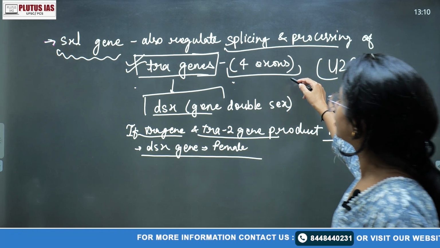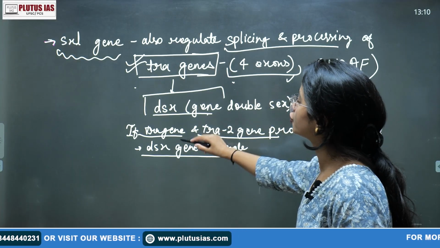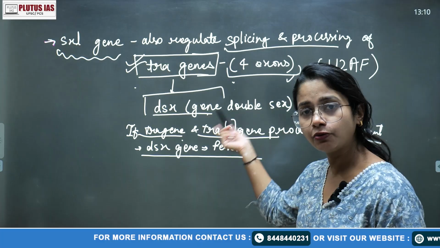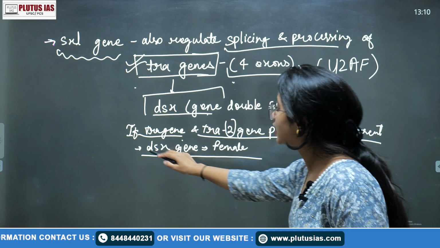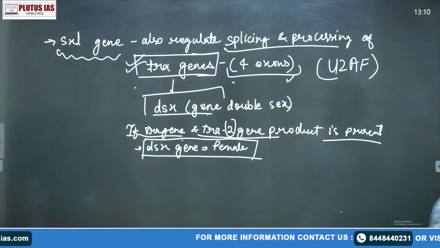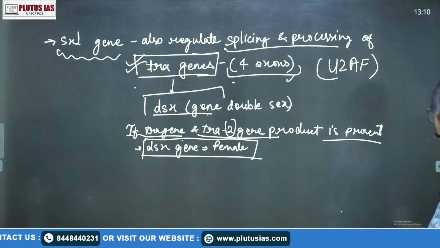So TRA proteins generally have 4 exons. The TRA protein is regulated by the DSX gene. If the TRA gene and TRA 2 gene product is active, because here the splicing factor has not acted, so TRA 2 is present. Then the DSX gene will be formed, and what will it do? It will help in female formation. Now it is helping in the female sex formation.